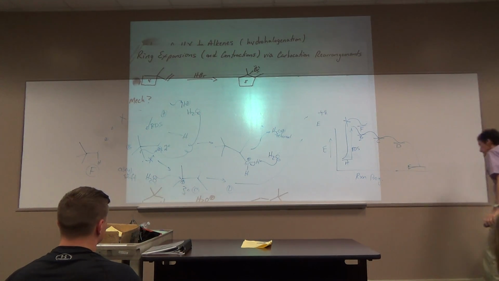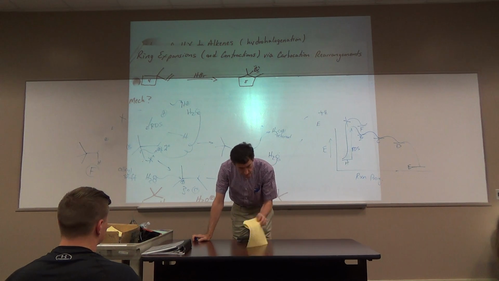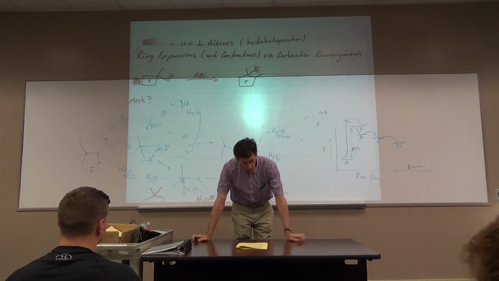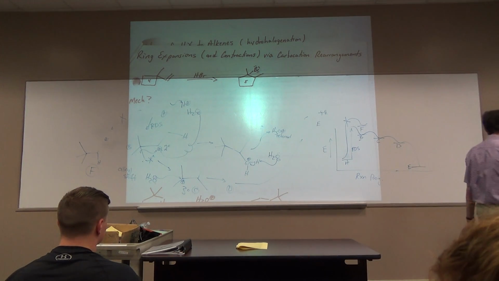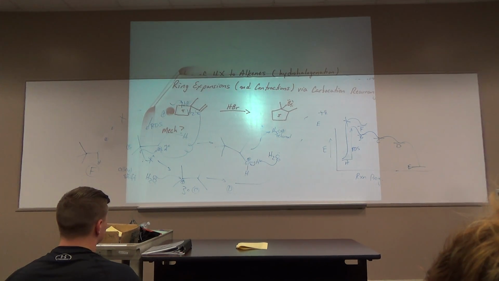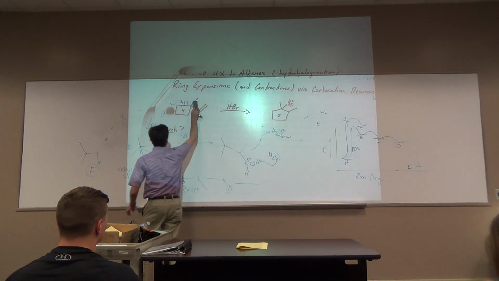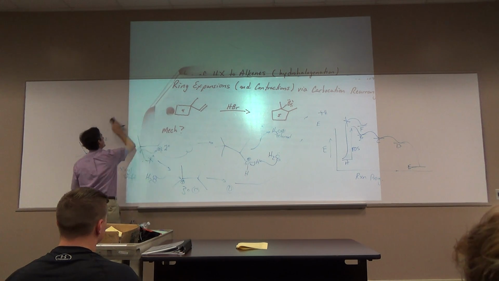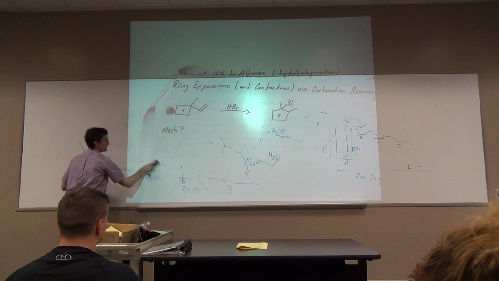Ring expansions and contractions. Okay, we're under row number 4. Ring expansions, these are just fancy alkyl shifts. Look at this reaction here. If you react this alkene, which also has the 4-membered cyclobutane ring, with HBr.